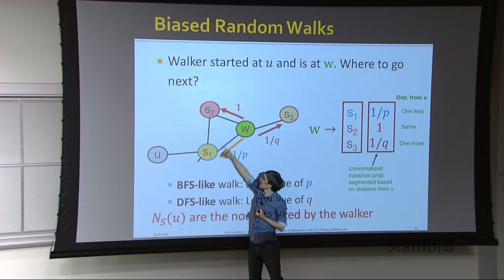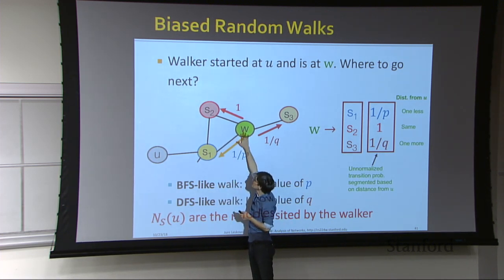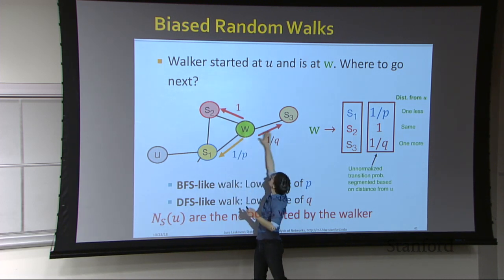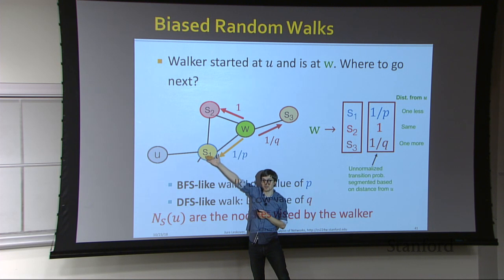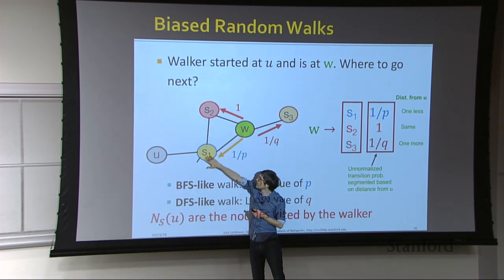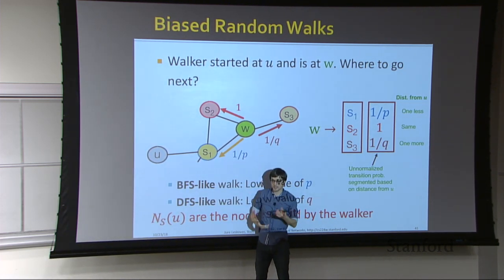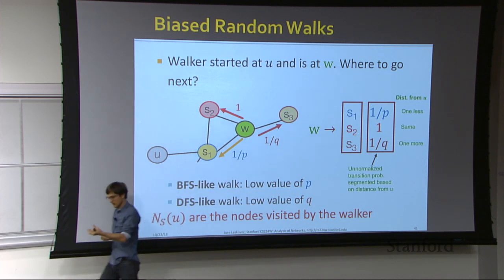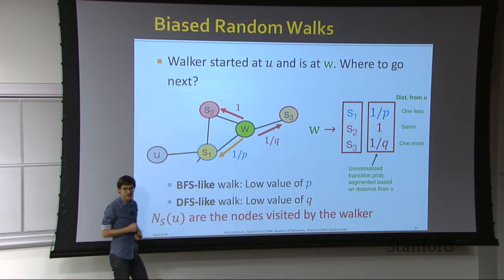Right? So if I know where I came from, then I know what it means to be at the same distance. I know what it is to make a step farther out and what it is to take a step closer. Right? So if I know what distance I'm away and I know what distance my neighbors are away, I can compute the weights of the edges. I can uniquely determine who is closer, who's farther, and who's at the same distance. Okay? So that's what I need to know.